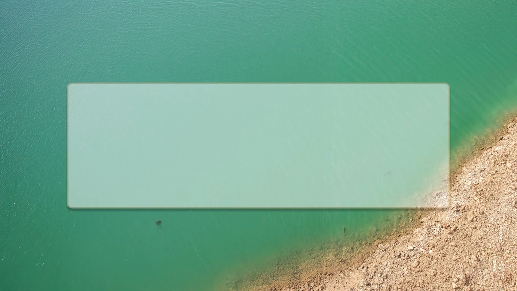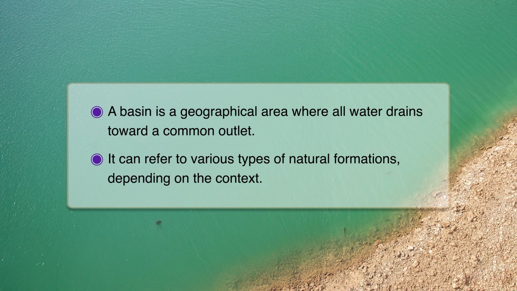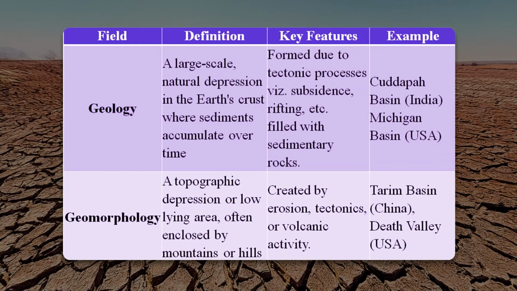Basin could mean different things to people from different backgrounds, but in general we can define a basin as a geographical area where all water drains toward a common outlet. It can refer to various types of natural formations depending upon the context from which we are looking at it. To a geologist, it is a large-scale natural depression in the earth's crust where sediments accumulate over time. For example, the Cuddapah basin.